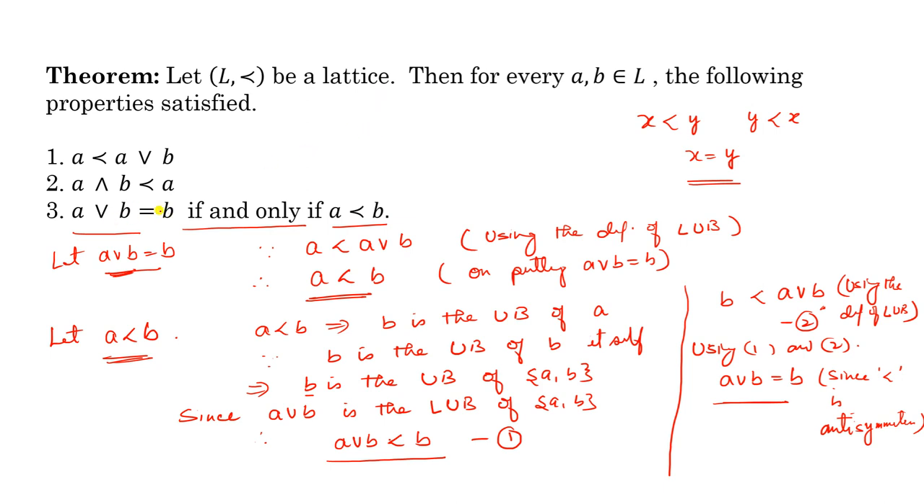We can change this in another way. You can prove another thing like A ∧ B = A if and only if A precedes B. So similarly, just like I have proved this one, you can prove this one also: A ∧ B = A if A precedes B.